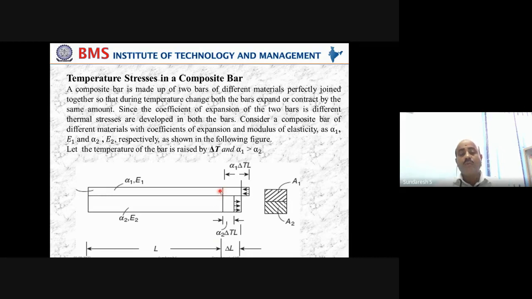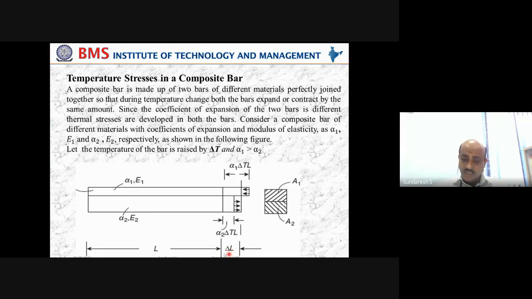So material 1 will offer resistance, or it will make the material undergo a deformation by an amount alpha 2 into delta t, and hence the nature of stresses that will be subjected in the case of material 2 will be tensile stresses. Material 1 is subjected to a compressive stress, whereas material 2 is subjected to a tensile stress.